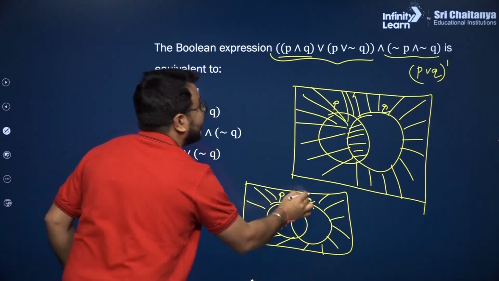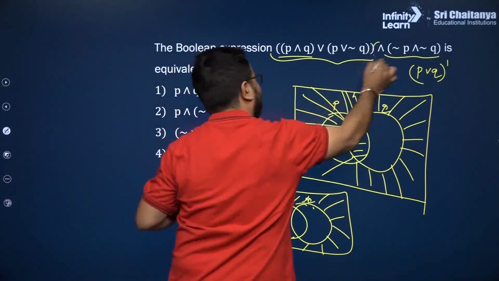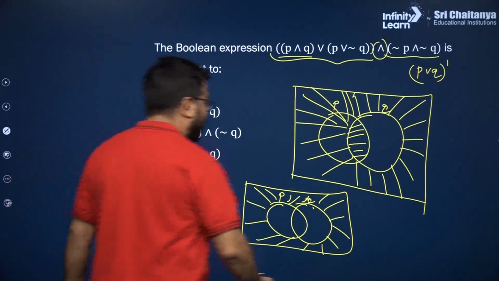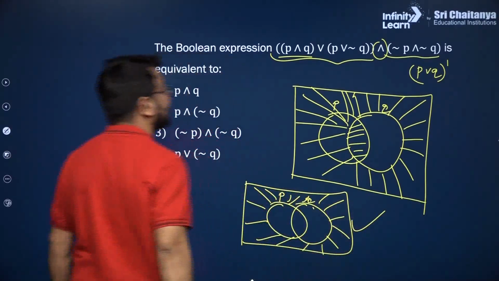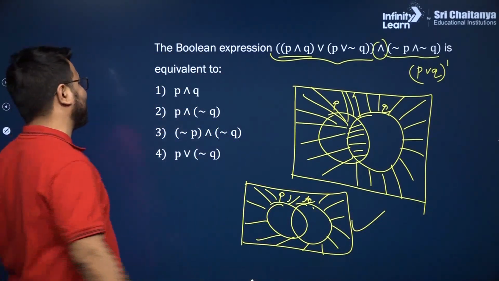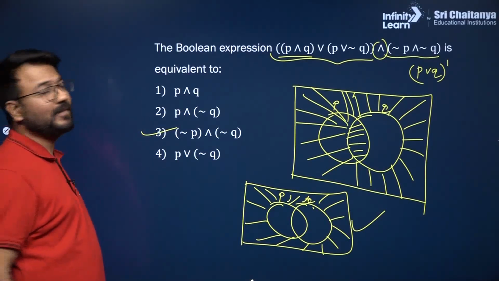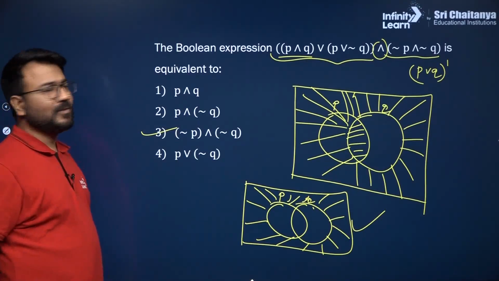Okay. So if I want to take the common of the left hand side and the right hand side, the common will be this. So negation P and negation Q will be the final answer, and negation P and negation Q is given in option C, so that is why option C will be the final answer. I hope you are able to understand this.